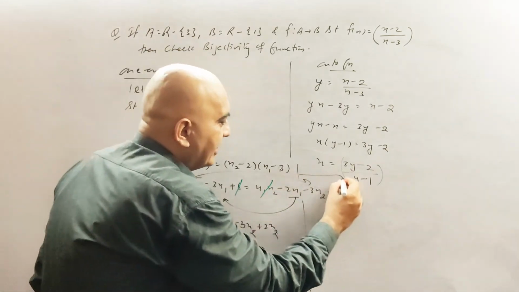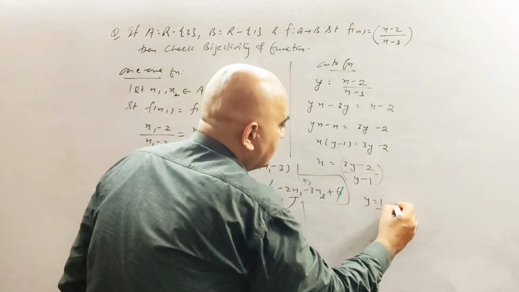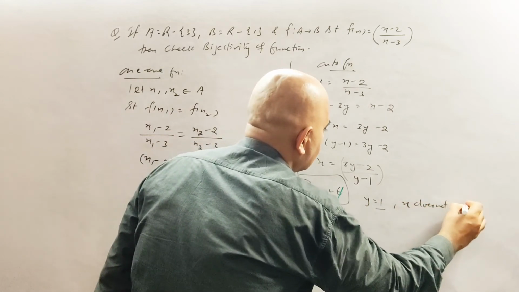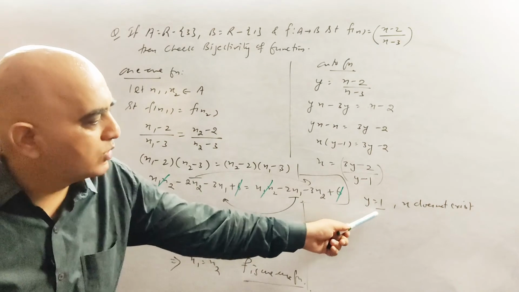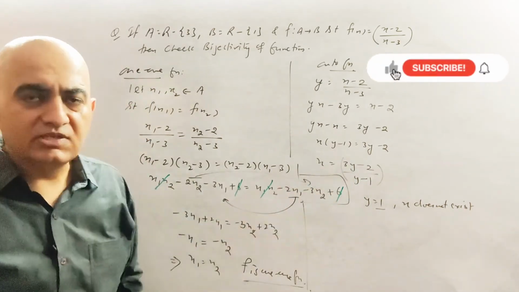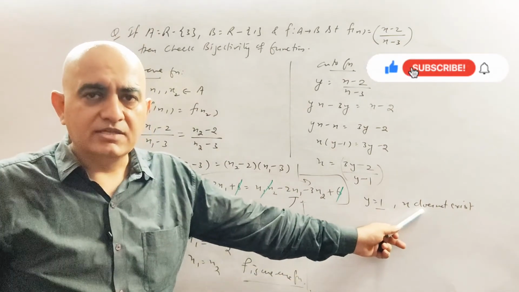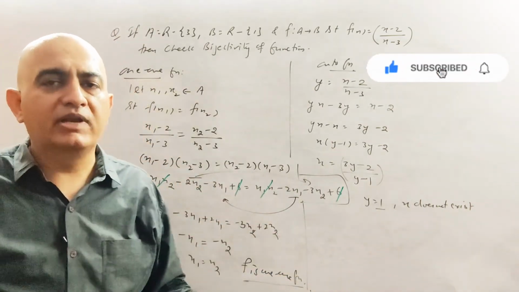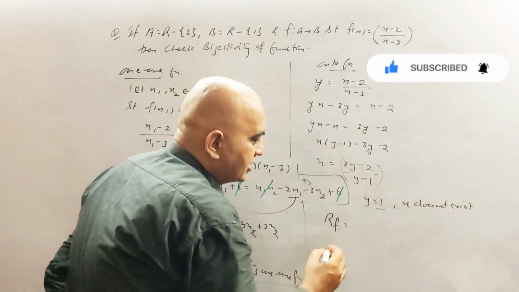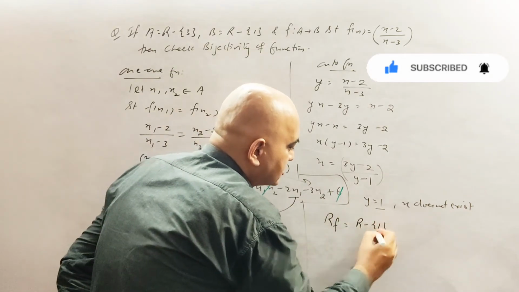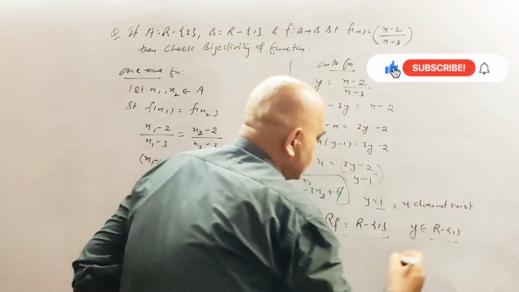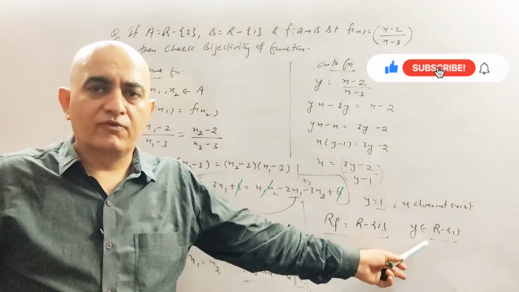Here, if y is equal to 1, then x does not exist. We can check: if you substitute y is equal to 1, then something upon 0 becomes undefined, so x does not exist. It means at y is equal to 1, x does not exist. So therefore, what is the range of this function? The range of this function is R minus 1. Means the values of y should belong to this set, and that is the range of the function.